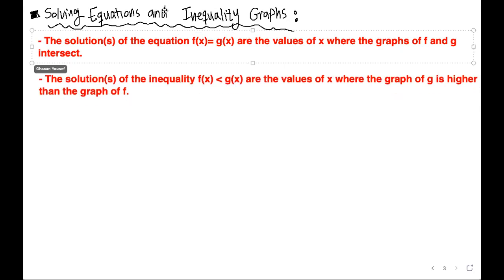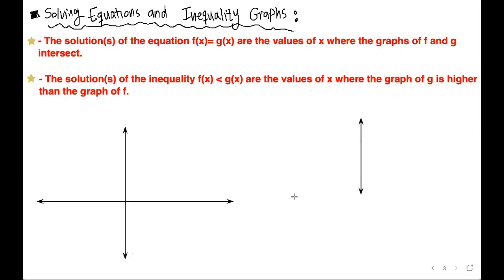Okay, let me now explain what this is saying. So I'm going to graph two functions in the coordinate plane. This is the first graph, and this is the second graph here. So first coordinate plane, second coordinate plane. The first graph is a function like this.